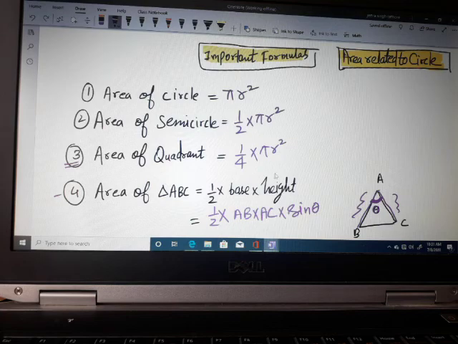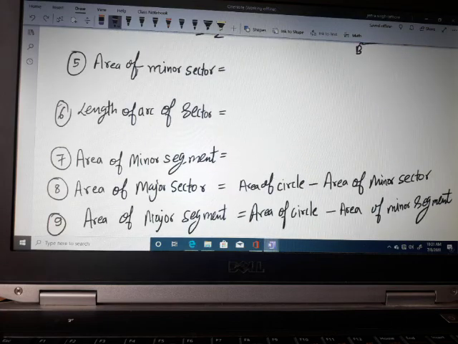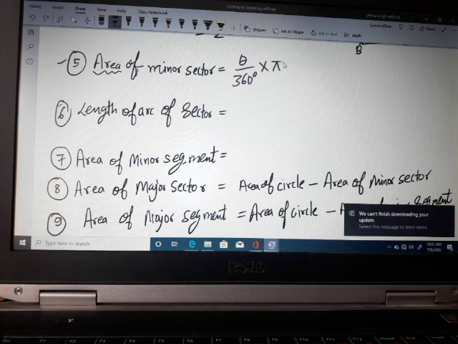Next, we have discussed the area of the minor sector, that is theta upon 360 degree into the area of circle, pi r square. Next was length of the arc, that is equal to theta upon 360 degree into the circumference of circle, that is 2 pi r.